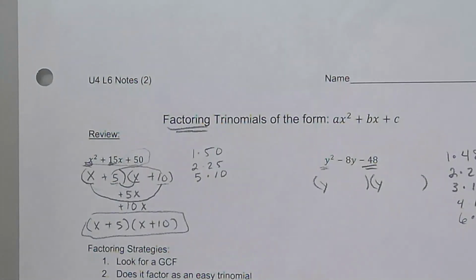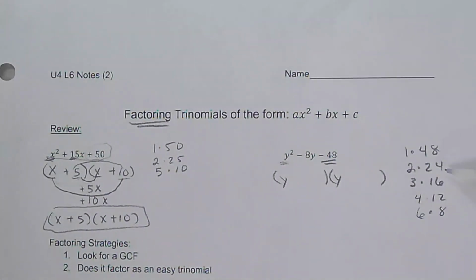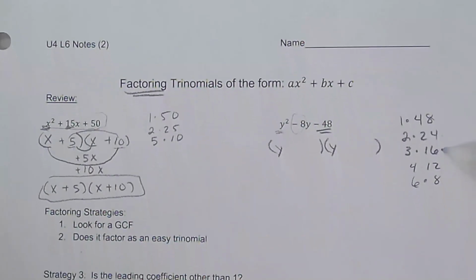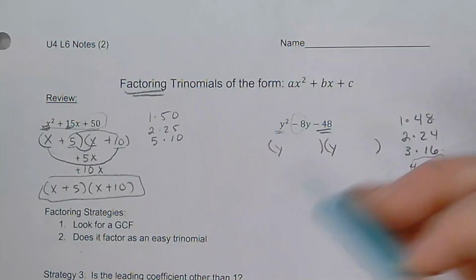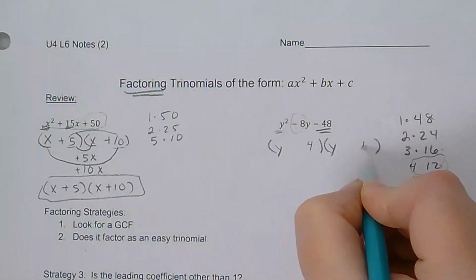And now, as I go through, I want to find the pair of numbers that could give me 8. If I add these, I get 49. If I subtract, I get 47. Here, 26 if I add, 22 if I subtract. Remember, I'm trying to get 8. If I add, 19, if I subtract, 13. If I add, 16, if I subtract, 8. That's what I want. So I'm going to put a 4 here and a 12 here.